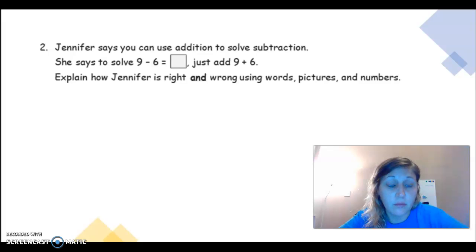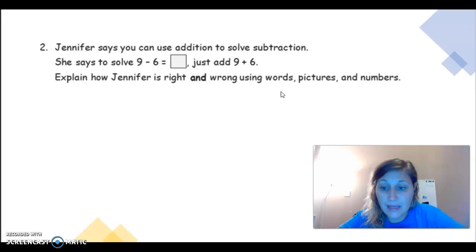Moving on to problem 2. This problem says, Jennifer says you can use addition to solve subtraction. She says to solve 9 minus 6 equals blank, just add 9 plus 6. Explain how Jennifer is right and wrong using pictures or using words, pictures, and numbers.